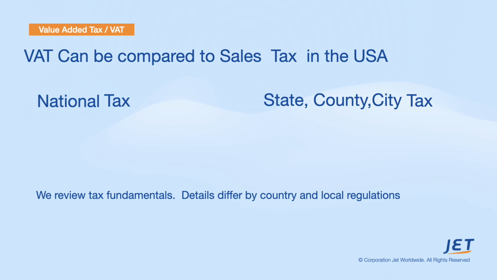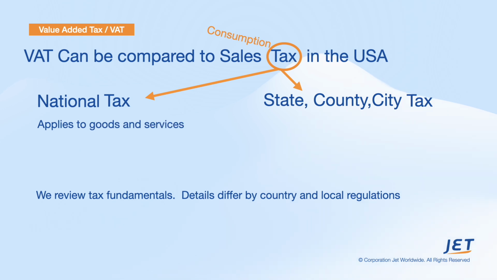Value-added tax is often compared to sales tax in the United States, insofar as both are taxes on consumption. The key differences include that VAT is administered on a national level, while sales tax is administered at a state, county, city, and local level. VAT typically applies on the sale of both goods and services, where sales tax typically applies only to the sale of goods.